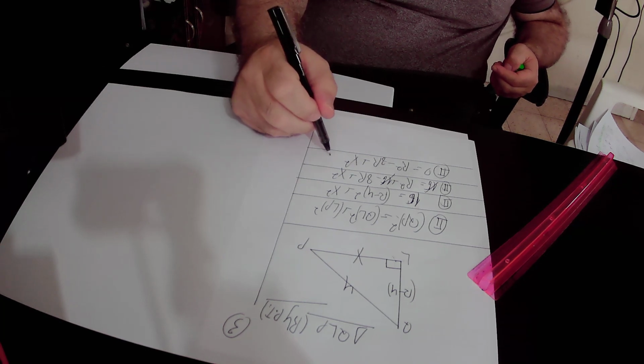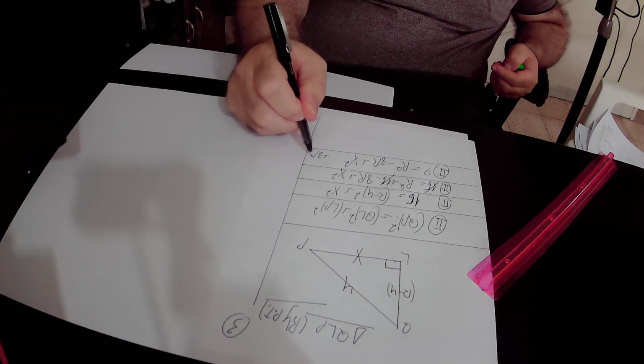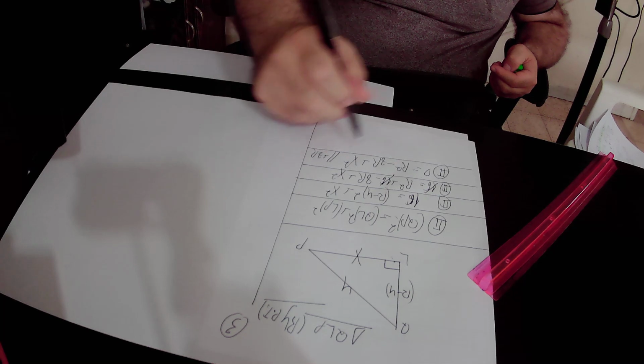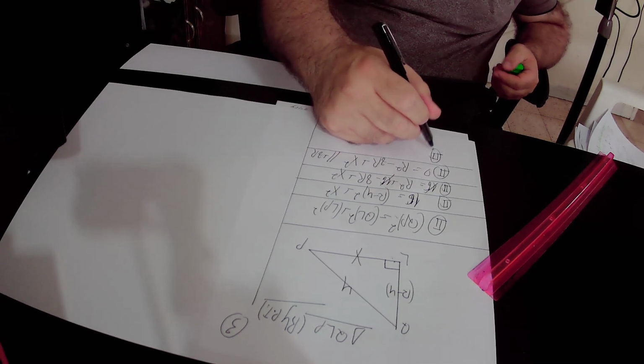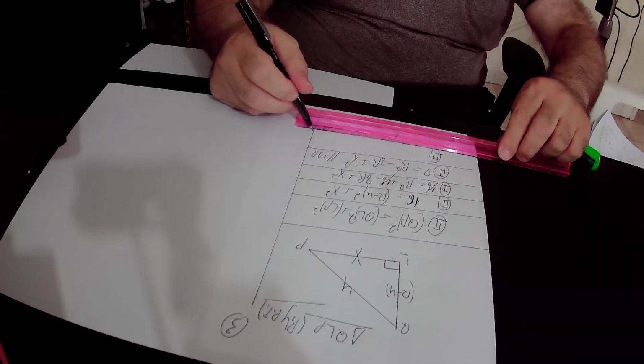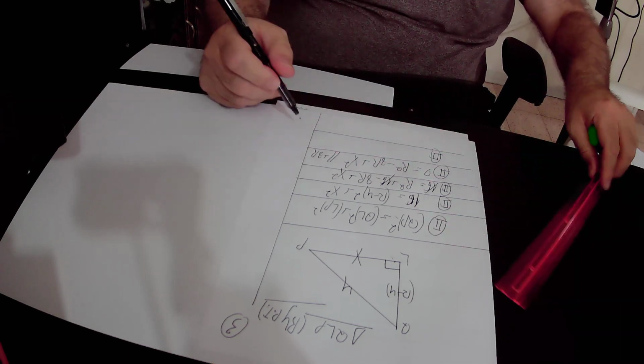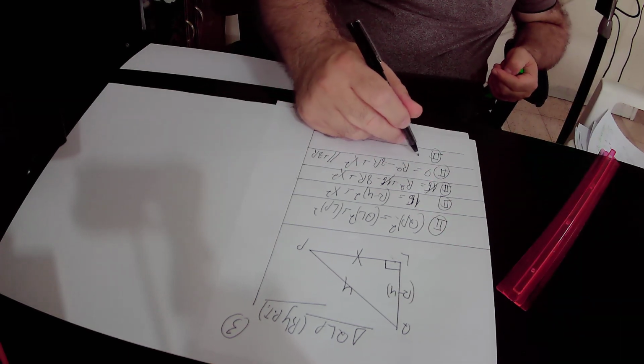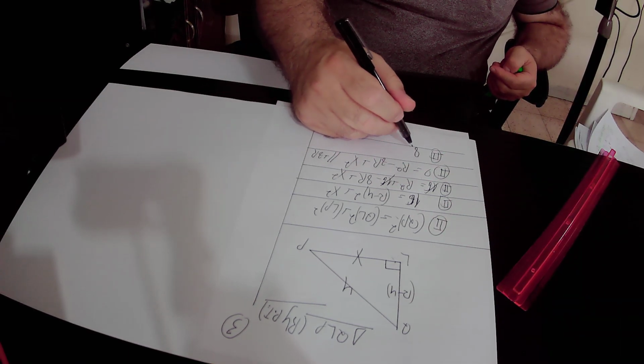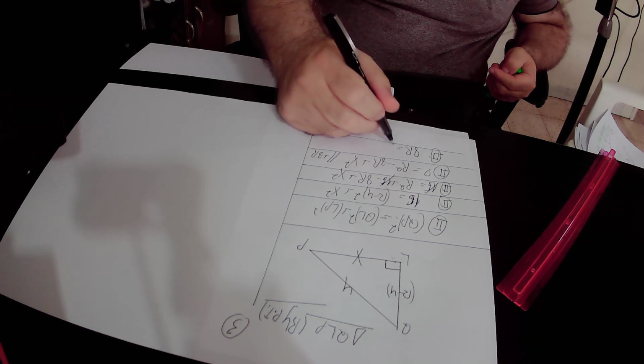So here we will add 8R to equation number 2, and we get that, according to equation number 2, 0 plus 8R is 8R, equals R squared.